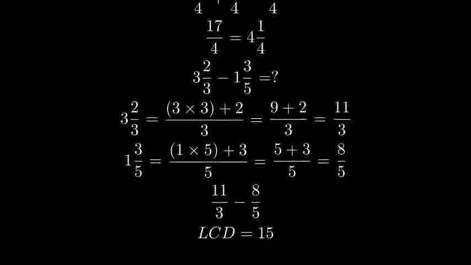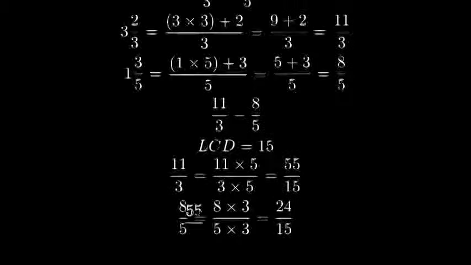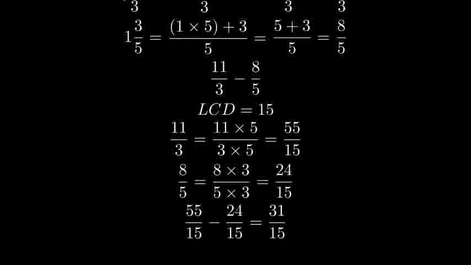The denominators are 3 and 5. The least common denominator is 15. Let's convert both fractions to equivalent fractions with denominator 15. 11/3 times 5 over 5 equals 55/15. 8/5 times 3 over 3 equals 24/15. Now we can subtract. 55/15 minus 24/15 equals 31/15.